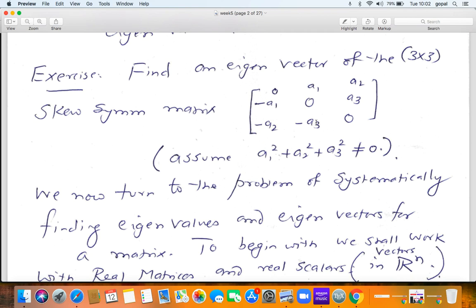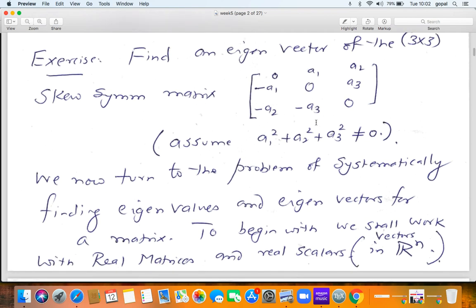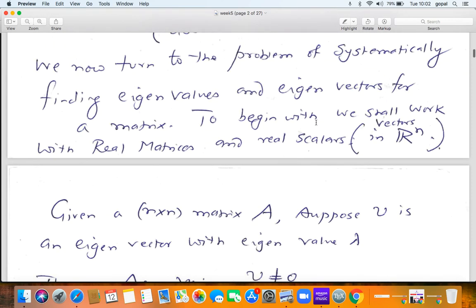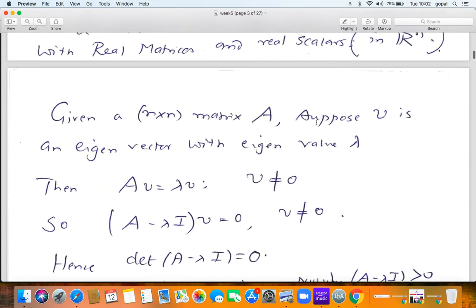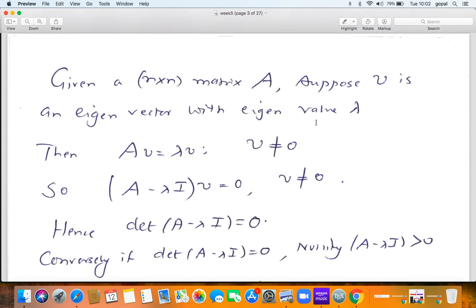So now, after these three examples, let us come to a systematic way of finding eigenvalues and eigenvectors for a matrix. To begin with, we shall work with real matrices, but eventually we'll have to work with complex matrices, and we'll have to allow the eigenvalues to be complex numbers and eigenvectors to be vectors in Cn. But right now, to the extent possible, the examples will be from real matrices.